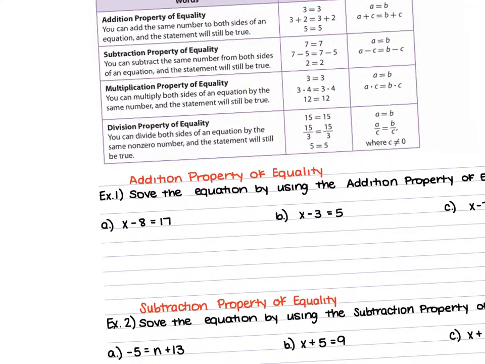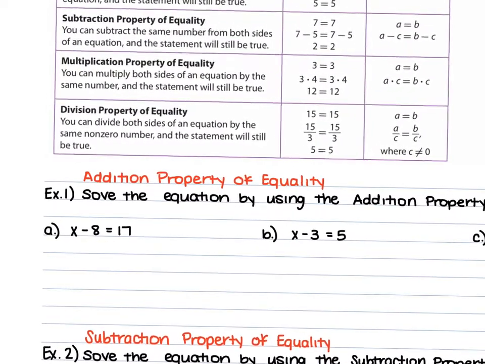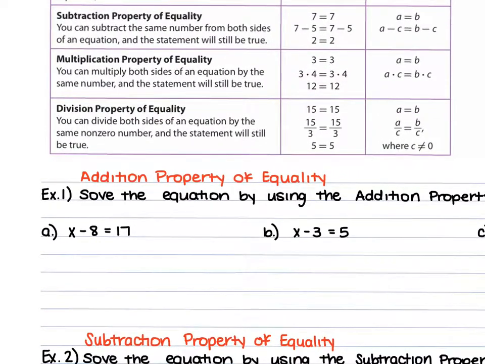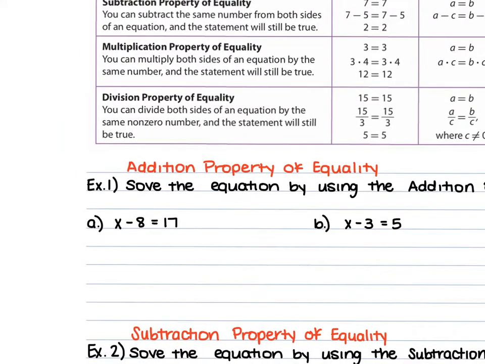2-1 solving equations. When we're solving equations, we have an equation, which means there's an equal sign in it, with a variable or a letter within those equations that we want to get by itself. If we look at example 1a, we have x minus 8 is equal to 17. So we want to get x by itself.